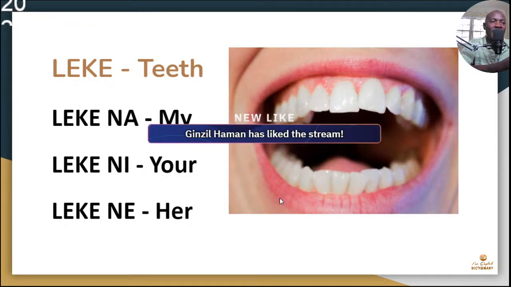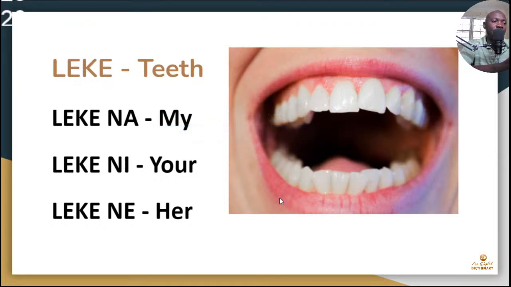The plural of laka becomes leke. So leke is many teeth. For example, leke na, my teeth, leke ni, your teeth, leke ne, her teeth, their teeth.